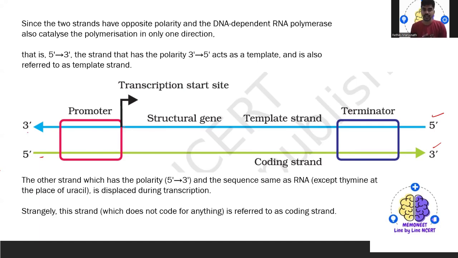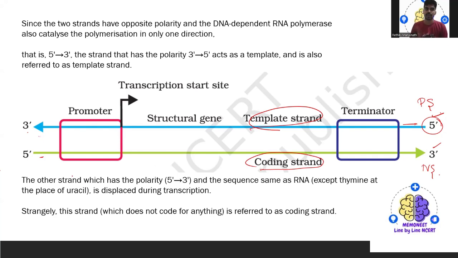Getting? So say if this entire thing is a parental strand and this is the newly synthesized strand, it will always go in the direction opposite to the polarity. So we have 5' to 3' going, and this is a strand that has the polarity 3' to 5'. So here 3' to 5' is acting as what? A template strand, and the 5' to 3' strand is acting as a coding strand. The other strand, which has the polarity, acts as what? A coding strand, a sequence the same as RNA.